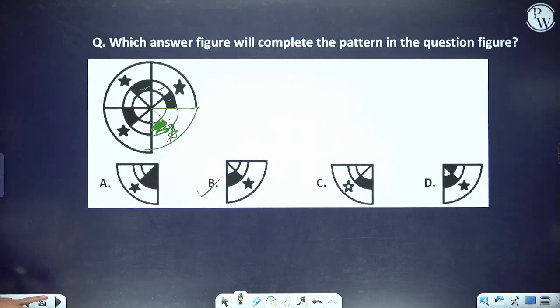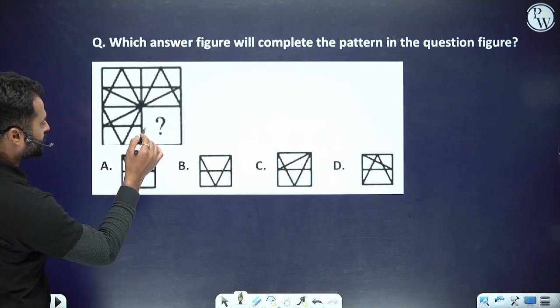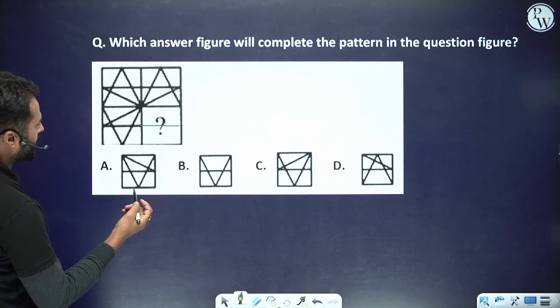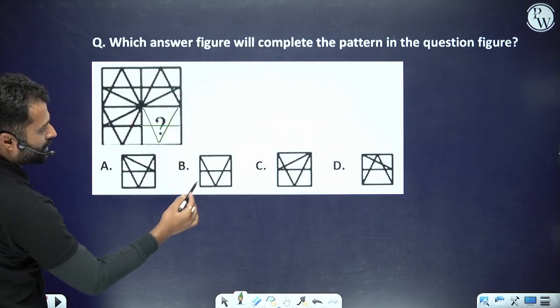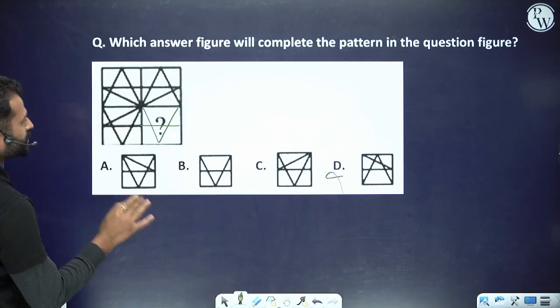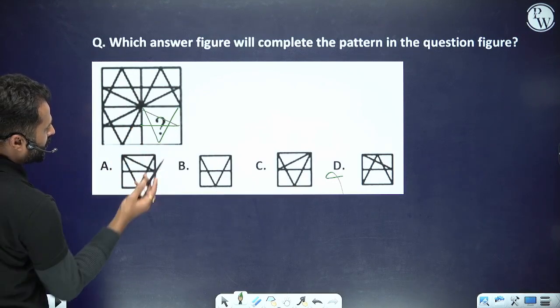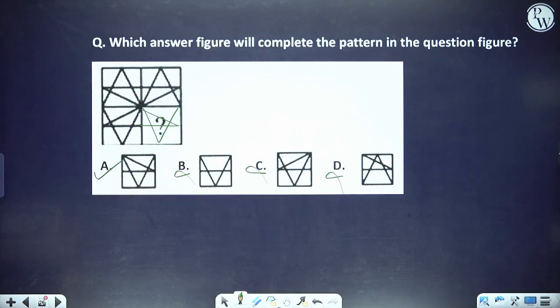Okay, ladies and gentlemen. Next. Now again, do not panic. It's just simply you can go for mirror or water image. You'll get your answer. Okay. So try to fill this. A line should come here. So I cannot eliminate on this. Okay. Here you must have a triangle. So I'll draw a triangle. So again, I can eliminate only this option. For the rest, a line should be coming and going till here. So I can eliminate this. The best answer for this is going to be A part.